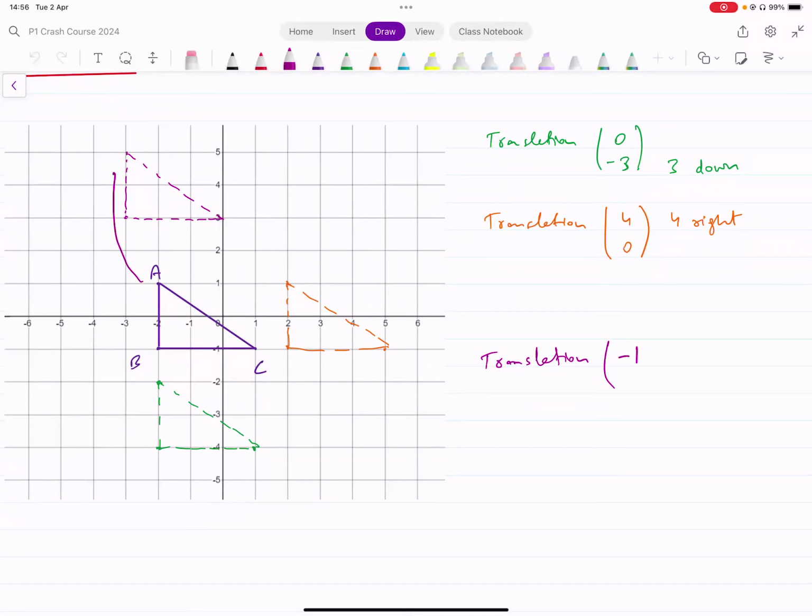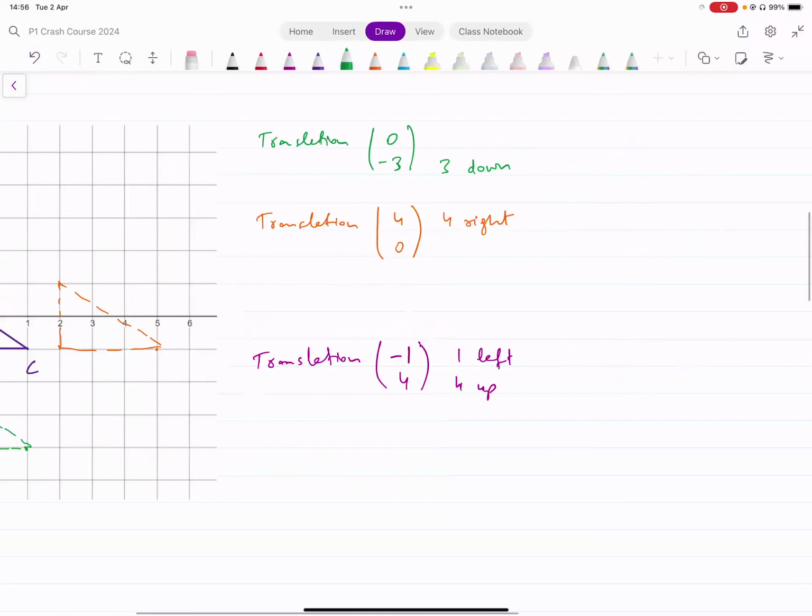And how much up is it going? 1, 2, 3, 4. It's going 4 units up. So it's minus 1 and 4. All right. So the translation vector here is (-1, 4). Does that make sense? So you're going 1 unit left and 4 units up. Now, given a vector, you should be able to draw the diagram. And given a diagram, you should be able to figure out what transformation is happening. In this case, the transformation is (-1, 4).